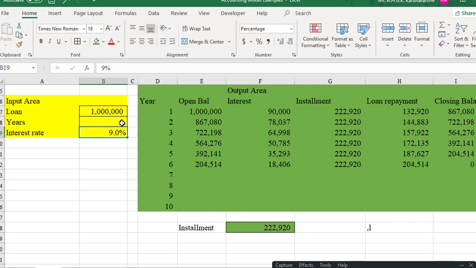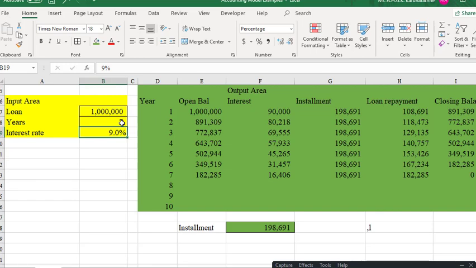But that is not enough. So we'll say, right, mister, you have to go for at least 7 years, right? Yes, 7 years. Go for 7 years. If you go for 7 years, a 1 million loan for 7 years at a 9% interest rate, you can manage, you can go for an affordable installment of 198,000. You can see your model has computed. At the end of year 7, the loan balance becomes 0, right? You can see the balance becomes 0.